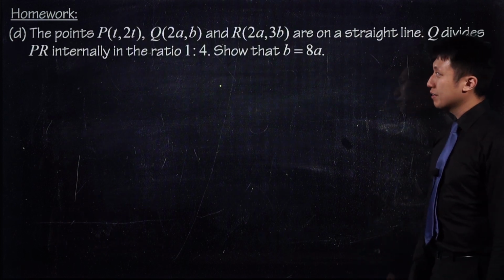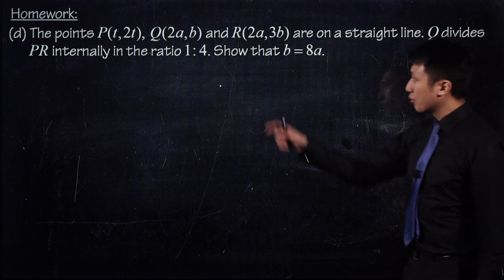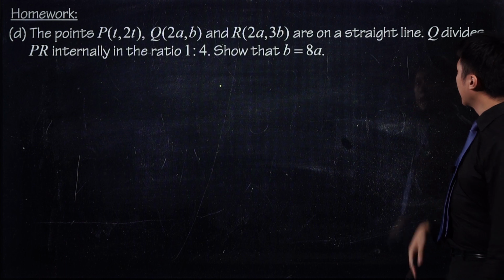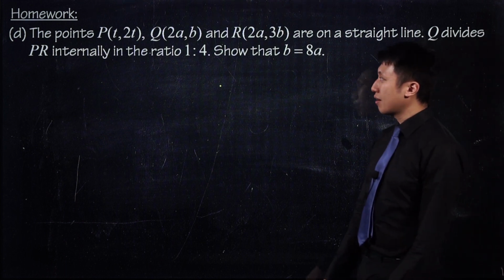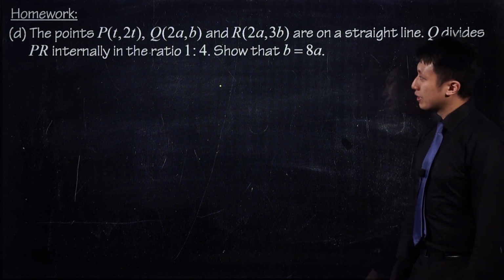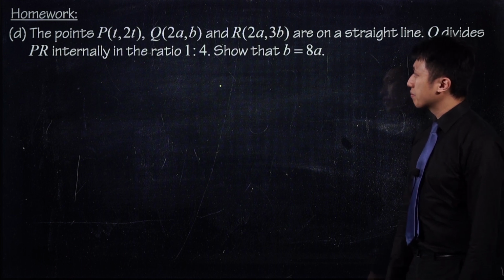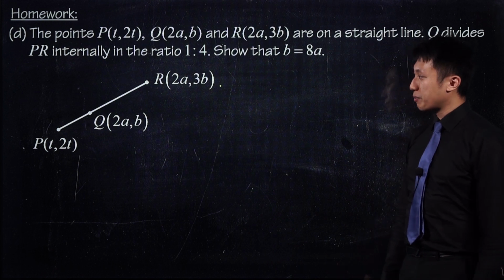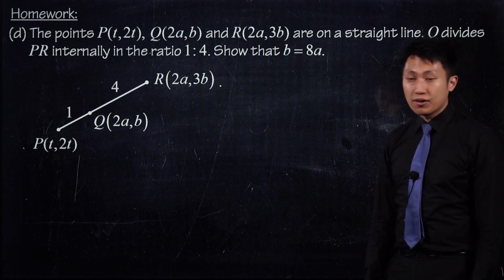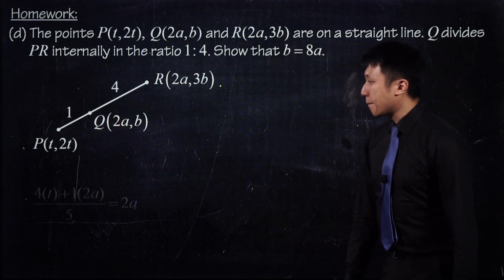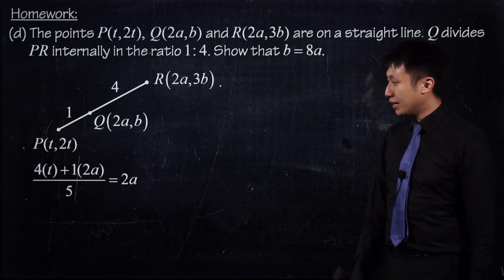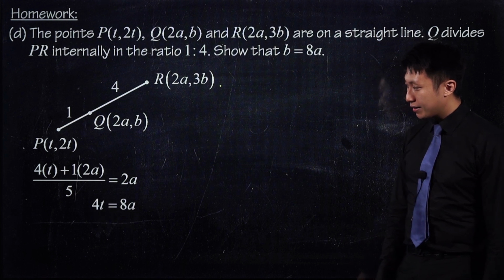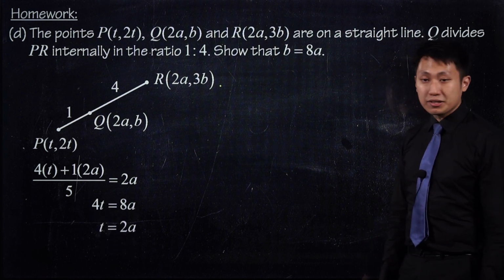The points P(t, 2t), Q(2a, t), and R(2a, 3b) are on a straight line. Q divides PR internally in the ratio 1 to 4. Show that b is equal to 8a. So this is very clear. It's given by this. This is 1, this is 4, 1 here, 4 here. Then do the crossway, then you get 2a is equal to that one, and then t is equal to 2a.